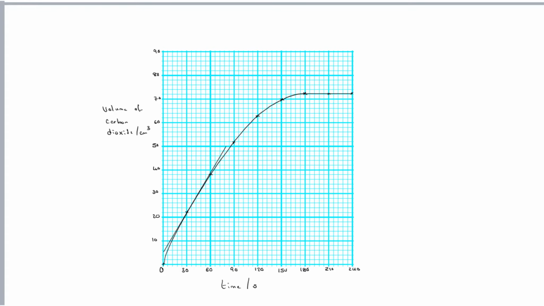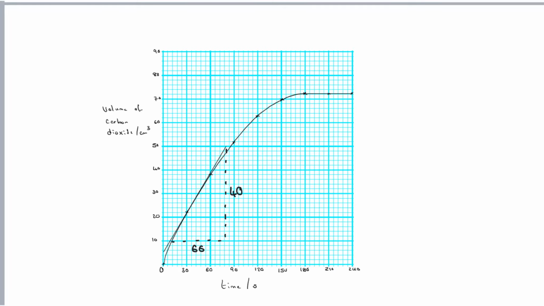So I've drawn a tangent here at 45 seconds, and it follows the curve pretty well because the curve is almost straight here. Now what we have to do is work out the gradient of the tangent, and to do that we need to draw a triangle like this. And the gradient of the graph is given by the change in y, the change in the y-axis, divided by the change in the x-axis. So let's just work that out now.